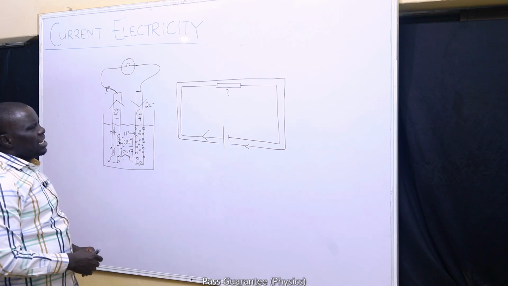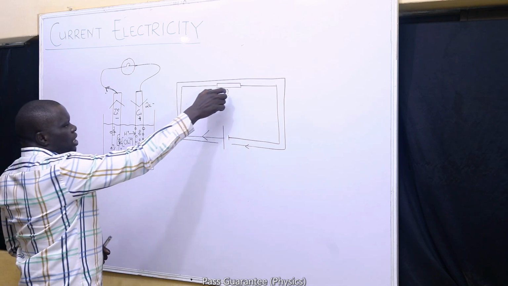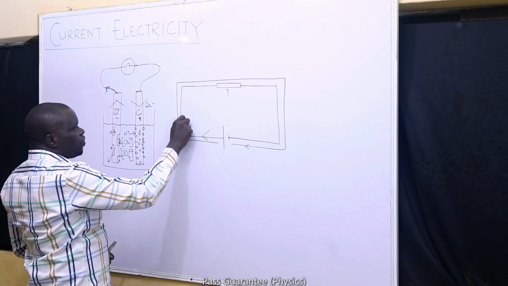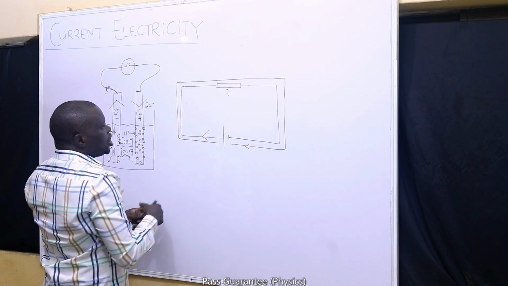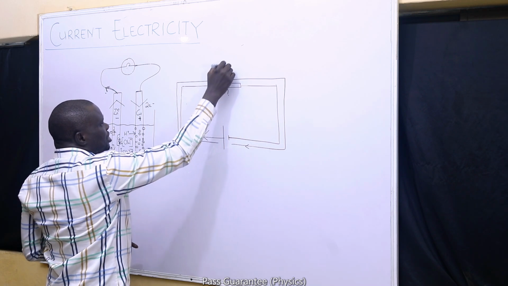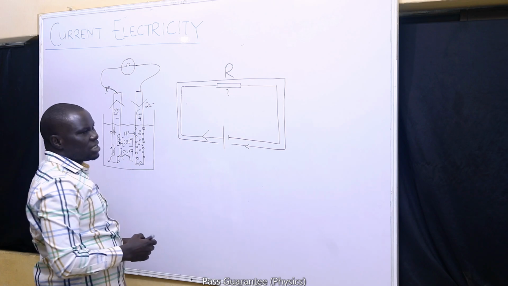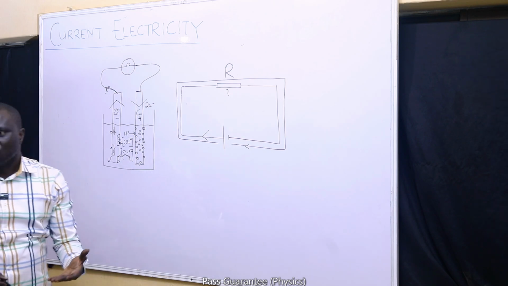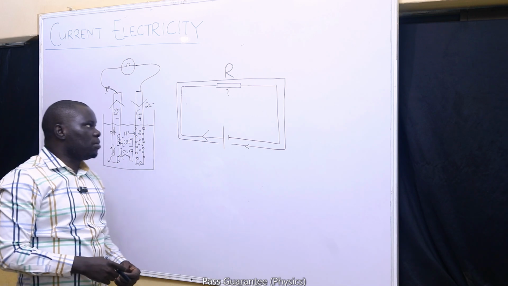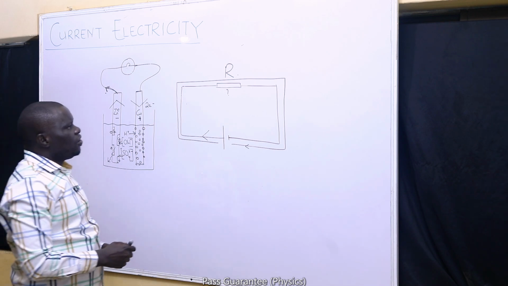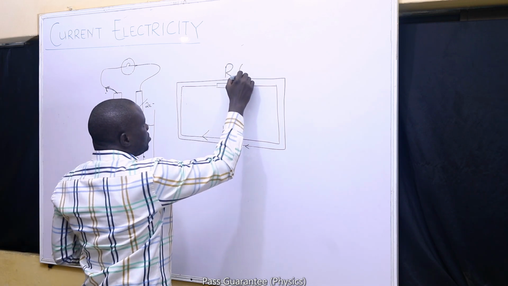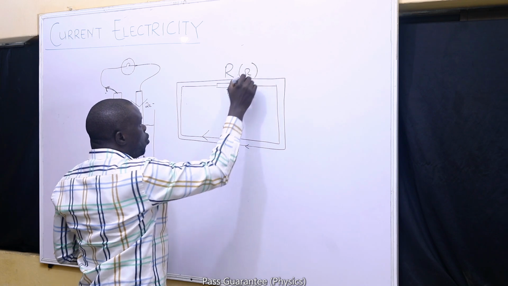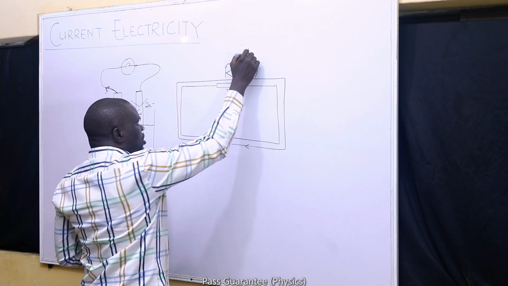Now, the opposition that a component gives to the free flow of charges through it is what is called the resistance of that component. Resistance, from the English word resist. Components resist the flow of electricity through them. The resistance of conductors is usually measured in ohms, O-H-M.